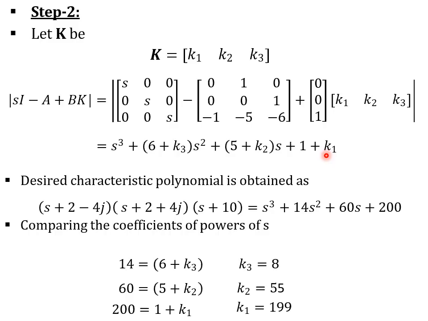(1 plus K1). The desired characteristic polynomial is obtained using the eigenvalues given in the problem, which are negative 2 plus j4, negative 2 minus j4, and negative 10. We multiply these three brackets, s minus mu1, s minus mu2, s minus mu3, to obtain s cubed plus 14 s squared plus 60 s plus 200. Then we equate the coefficients. 1 plus K1 equals 200, then K1 equals 199. 60 equals 5 plus K2, then K2 equals 55. 14 equals 6 plus K3, then K3 equals 8.